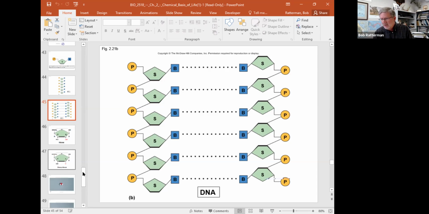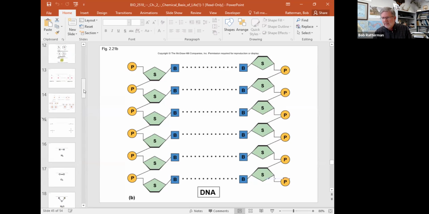And that's the extent to which you need to know those 3 kinds of bonds. Okay.